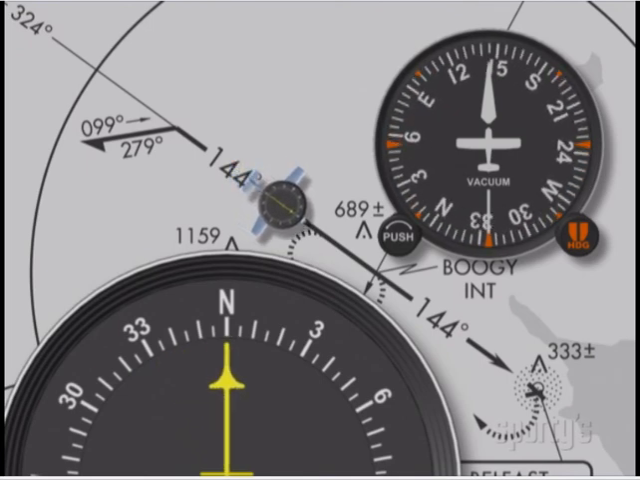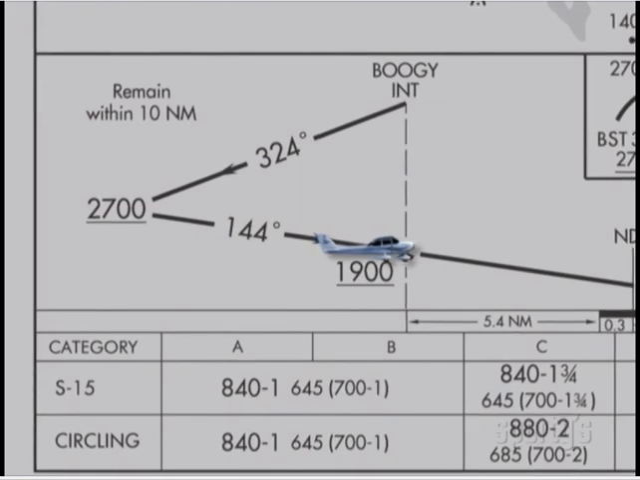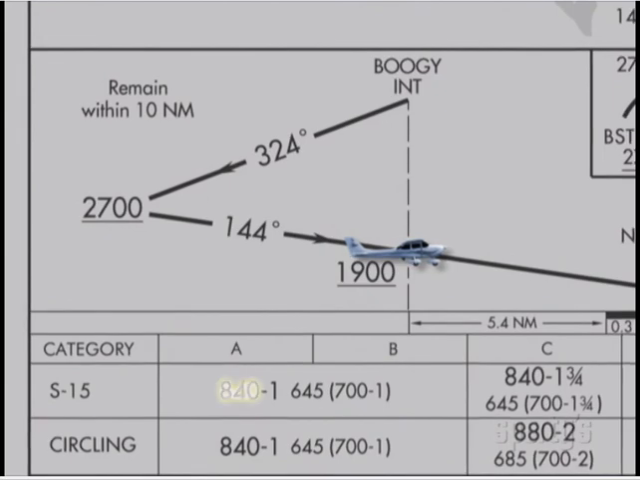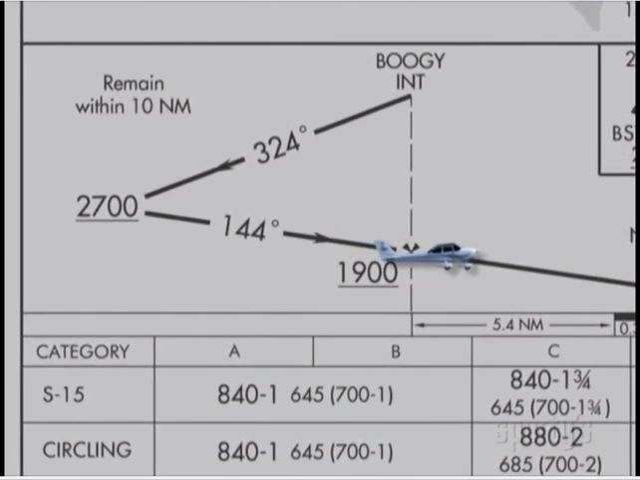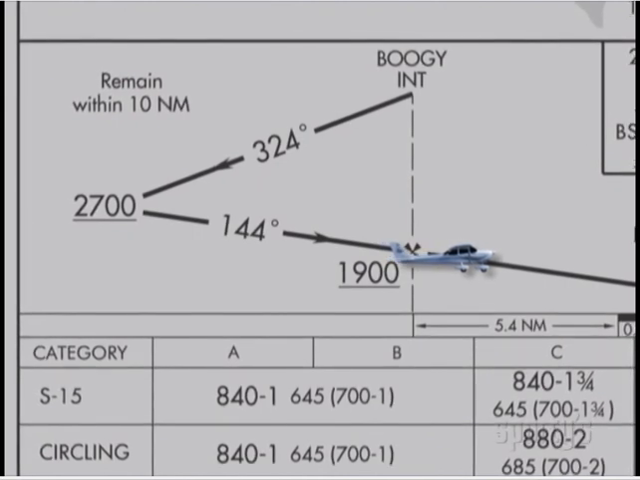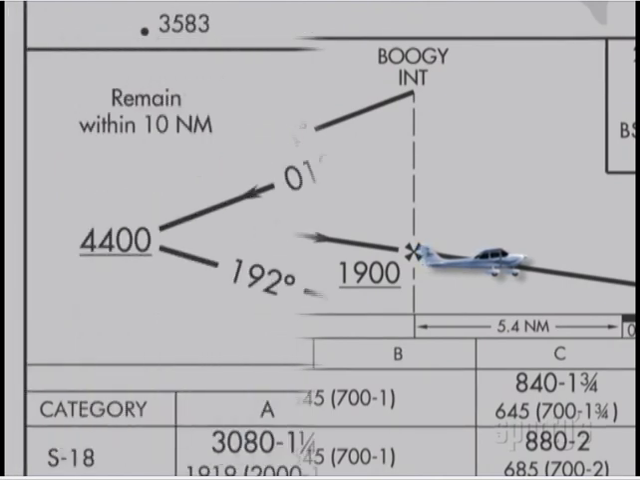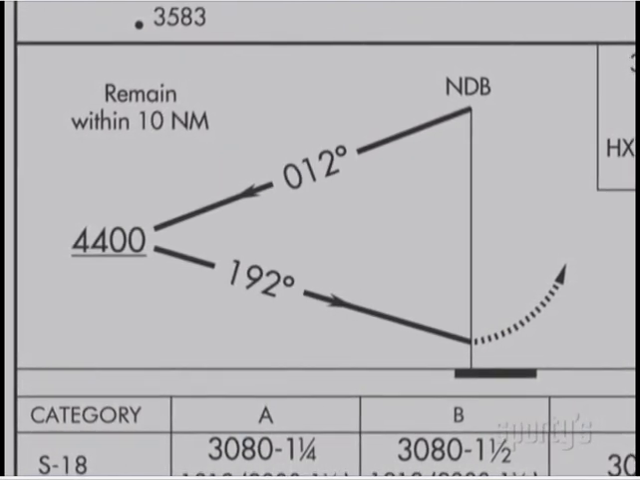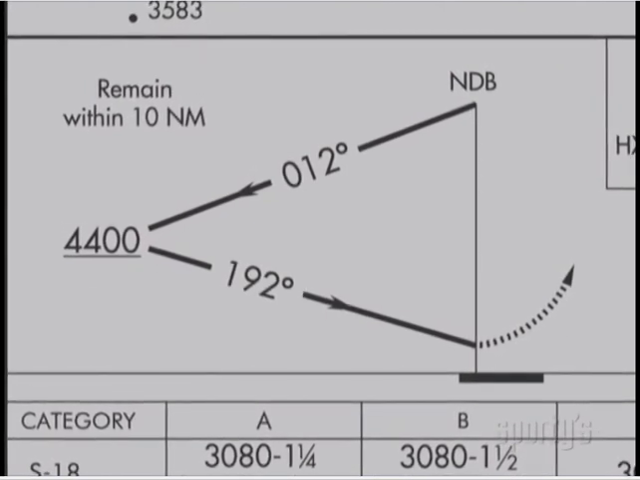The controller would tell you how far you are from Boogie when you intercept. If within 10 miles, you could descend to 1,900 feet at that time. At Boogie, the descent to the 840-foot minimum descent altitude could be started. If for some reason Boogie could not be identified, then 1,900 feet would be as low as you could descend. Some NDB approaches do not have a step-down fix. On those, the descent to the MDA is begun as soon as the procedure turn is completed.